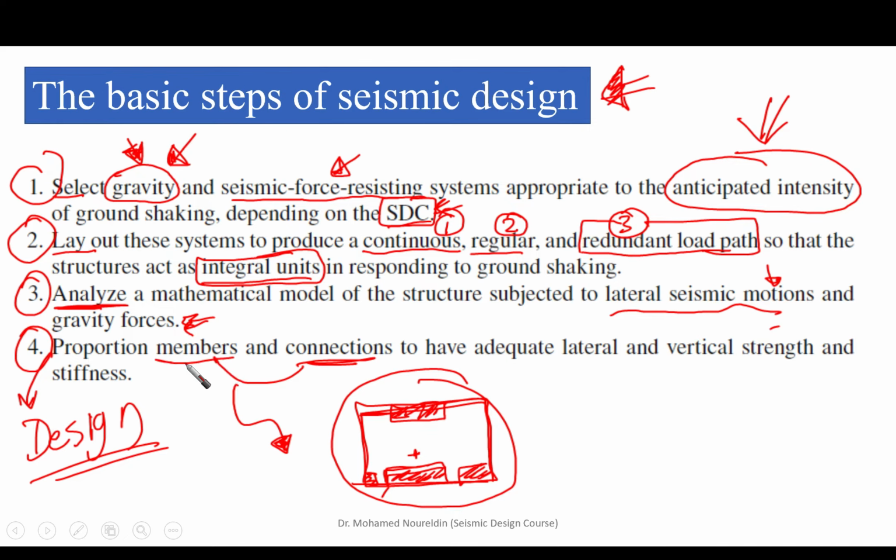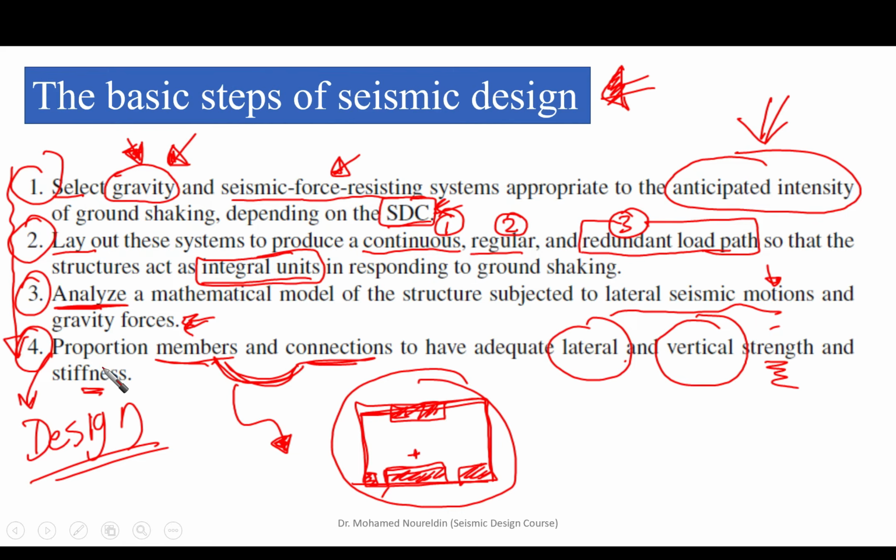So members and connections mean that all these structural elements must have adequate lateral and, of course, definitely vertical strength and stiffness. These are the four design steps, or the main basic steps for the seismic design: selection, laying out our plans, then analyzing, and then proportioning, or the design stage.